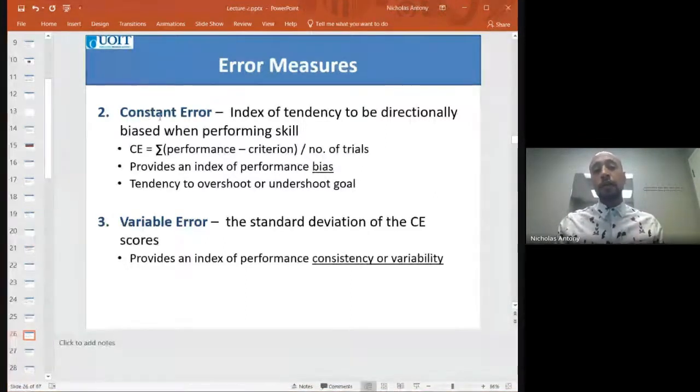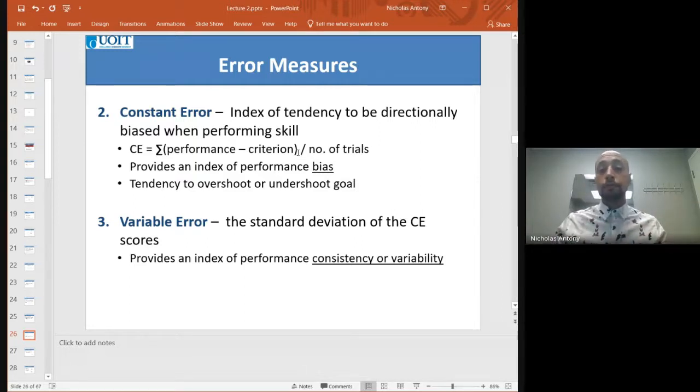Constant error allows us to measure performance bias because you take out the absolute values. So if someone was undershooting or overshooting, you would keep the plus or minus. And then if the overall average is positive or negative, it gives you an idea that they tend to undershoot or overshoot the target, whatever it is, either spatially or temporally.